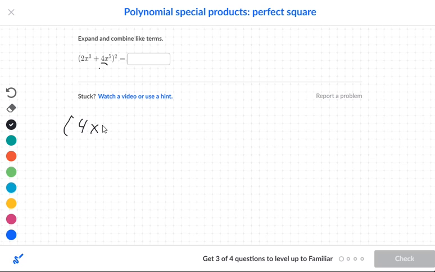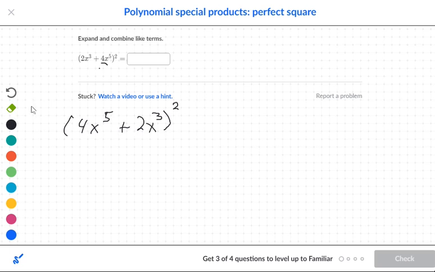So I'm going to say 4x to the 5th plus 2x to the 3rd, and then I'm going to write it down again because you have it to the second power. Because see, it's got a little 2 here, so that 2 means you're going to repeat it. So the 2 means you want to repeat this. But again, the 4x to the 5th is positive, the 2x to the 3rd is positive. So let me write down the parentheses again. So we'll go 4x to the 5th plus 2x to the 3rd.